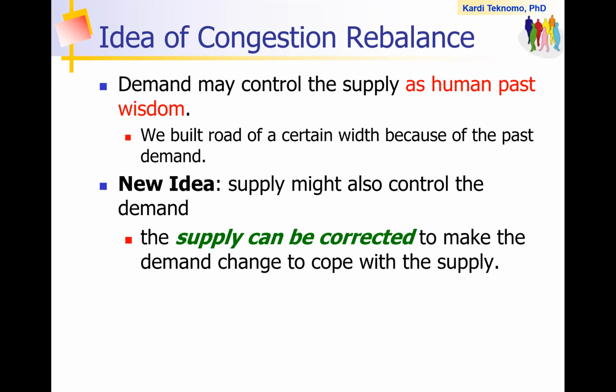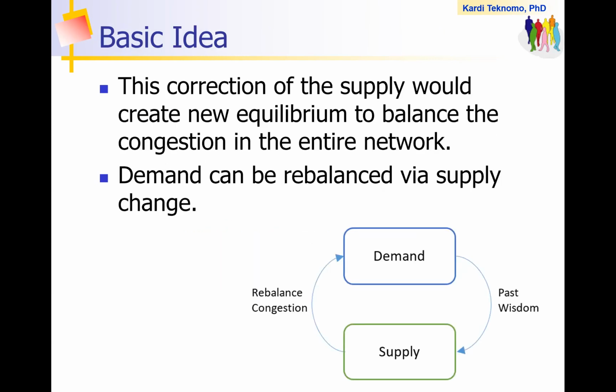Most of the traditional thinkers will say, no, it's not possible. How can it? It's already congested and then you reduce the number of lanes, it will become more congested. Let's try that idea. We have the tool to simulate this. So why don't we try? Instead of doing it in the real world, we can try it in the computer first. That's exactly what the tool is for. So the basic idea is you have the correction of the supply that will create a new equilibrium to balance the congestion of the entire network.